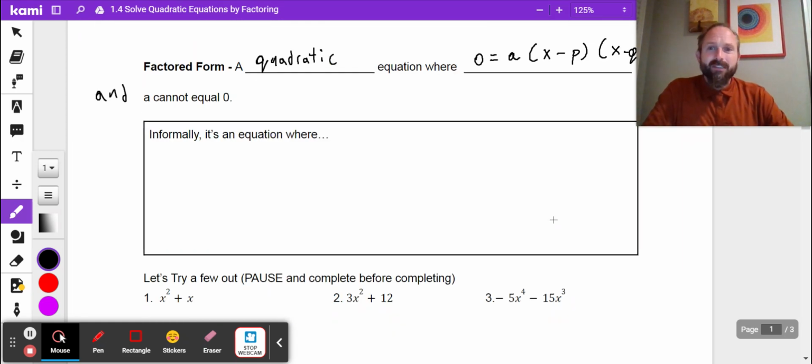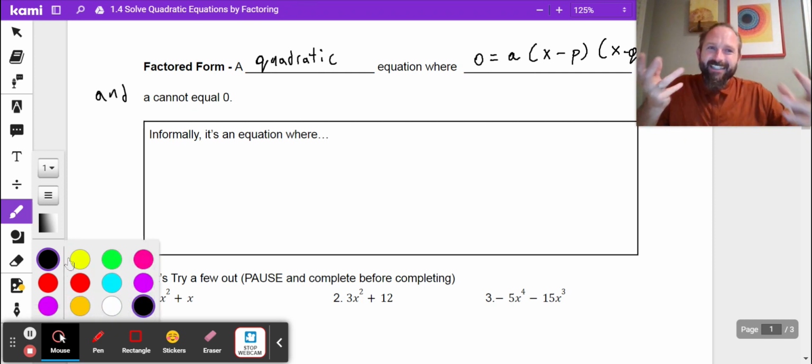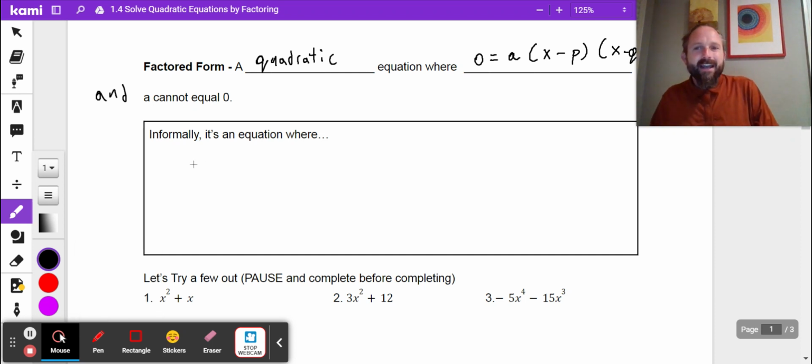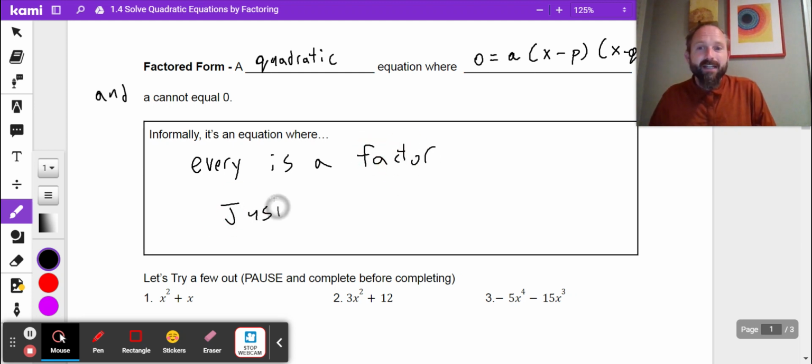So informally, it's an equation where everything is a factor. So let's write that down. Now, what are factors? A multiplication. Just multiplying. All right, so let's write that in fast.